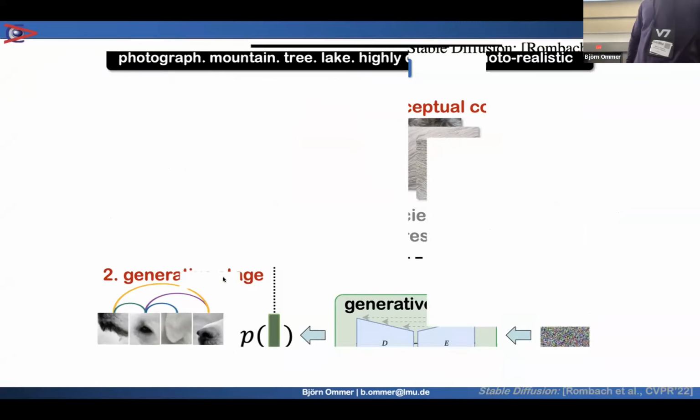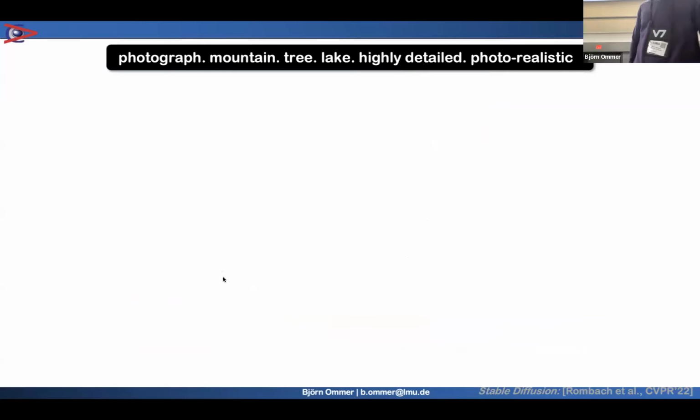With that, you get an approach. We simply type in what you want to see in an image. I want to see a photograph, mountain, tree, lake, highly detailed, photorealistic. And much faster than this slide is actually translating, the system is then generating images, really much faster than we see here. That's actually a miracle.